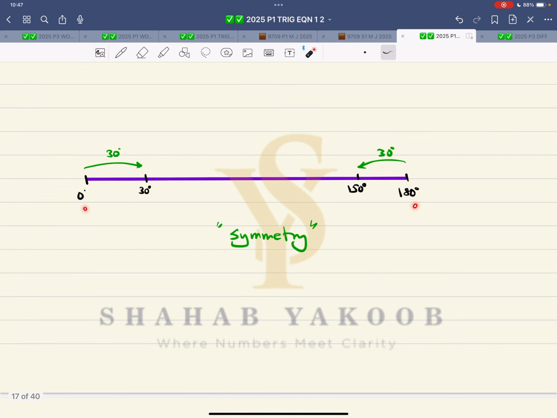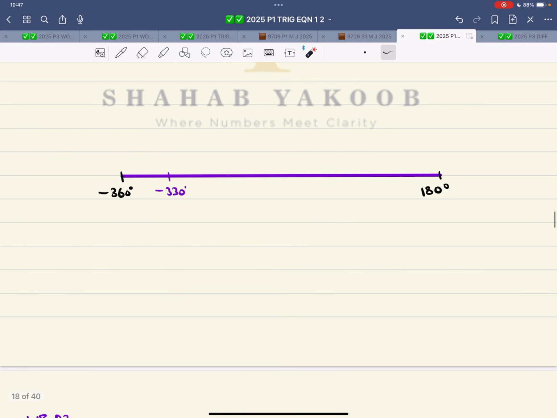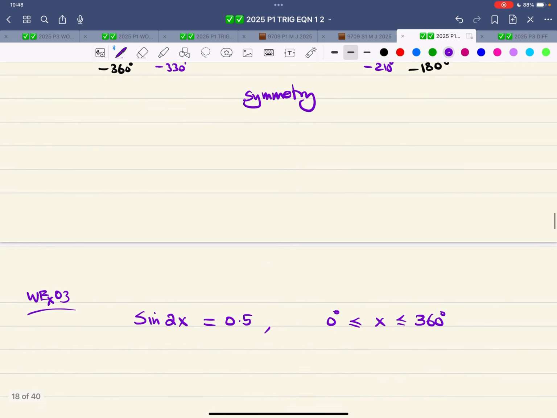So 0 till 180, 30 degree difference, 30 degree difference. Now this one is negative 360, this one is negative 180, again a 30 degree difference. So therefore that is negative 210. So there is a difference of 30, there is a difference of 30. And again, what do you see? You see a symmetry over here. So far so good.